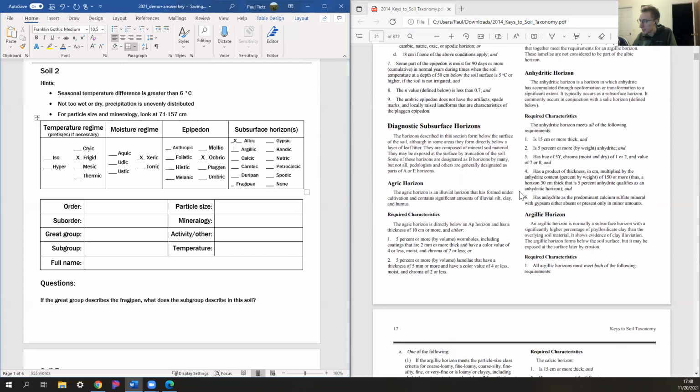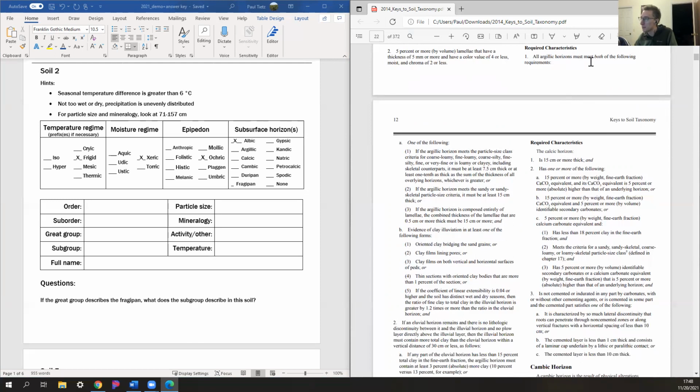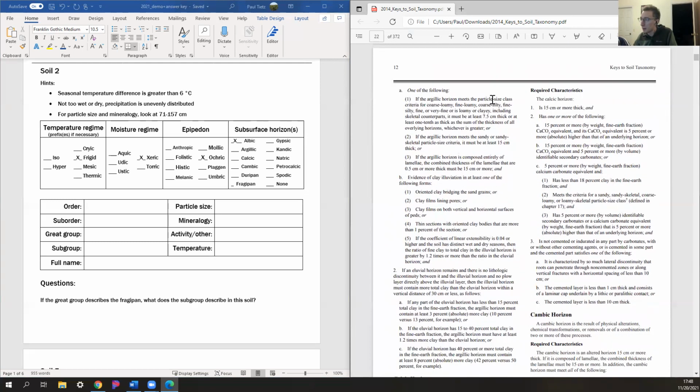And argillic is the next one we want to consider. So it's normally a subsurface horizon with a significantly higher percentage of phyllosilicate clay than the overlying soil material. So in our profile, we go from silt loams to where that BTX starts, silty clay loam. So we definitely have an increase in clay and probably evidence of clay accumulation. So we must meet both of the following requirements, A and B. We have to have at least one of the following here. Argillic horizon has to meet particle size class criteria for pretty much anything but really sandy. So that's what this is saying.